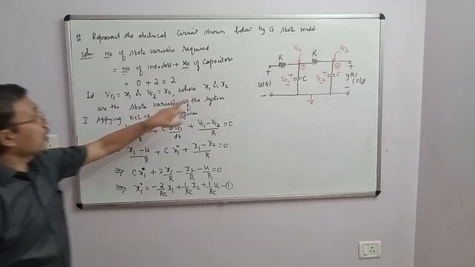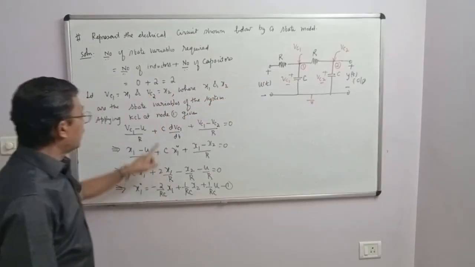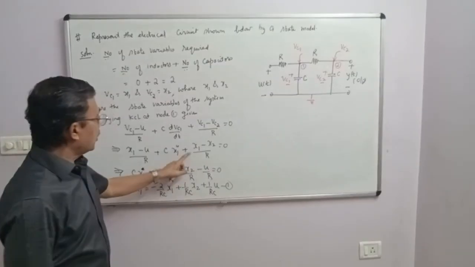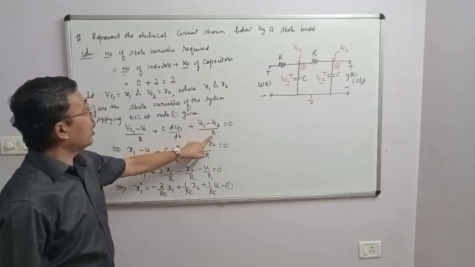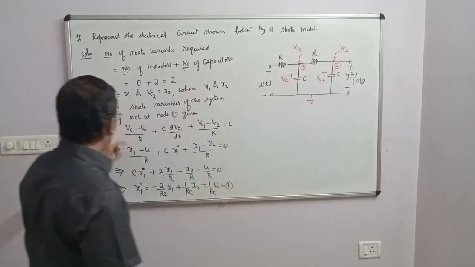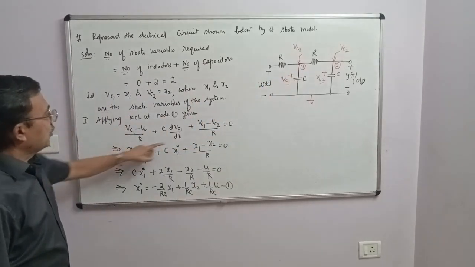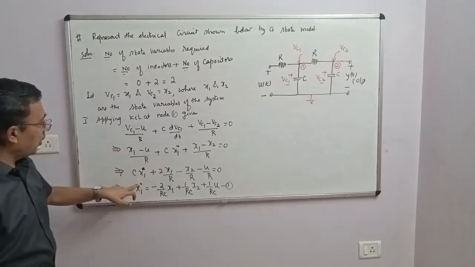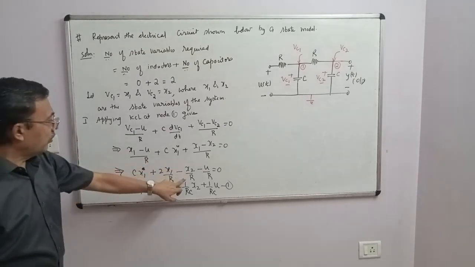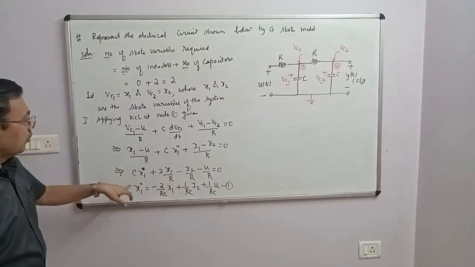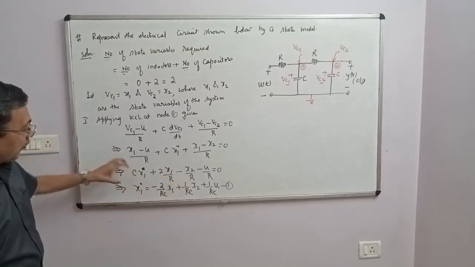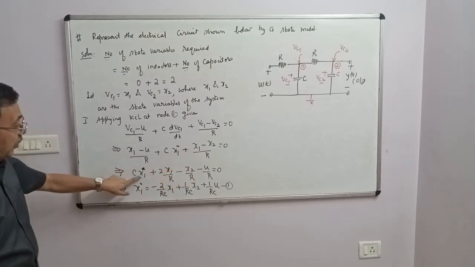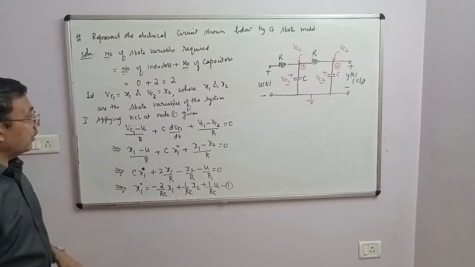VC1 minus U by R is the current through this resistor. C into dVC1 by dt is the current through this capacitor. VC1 minus VC2 by R is the current through this resistor. I have denoted VC1 by X1, VC2 by X2, resulting in this equation. X1 by R plus X1 by R is 2X1 by R minus X2 by R, correct? Minus U by R. I have kept the derivative term on the left side, shifted other terms to the right side, and finally divided by the coefficient of x1 dot, which is C.